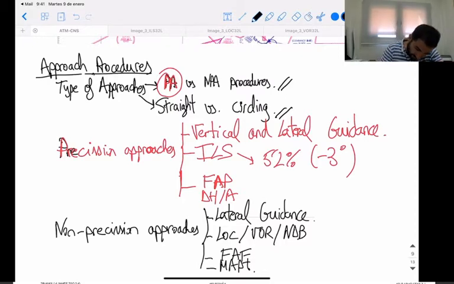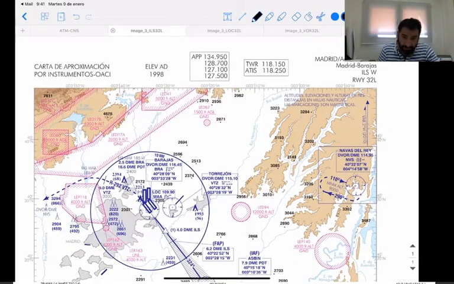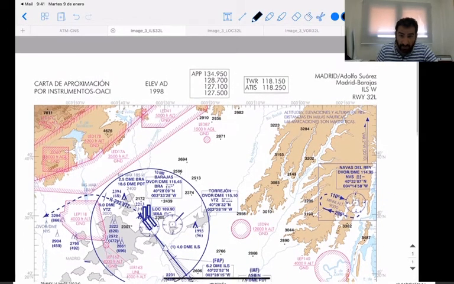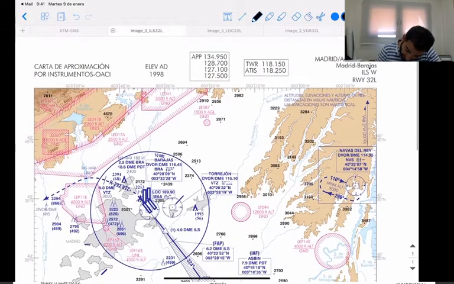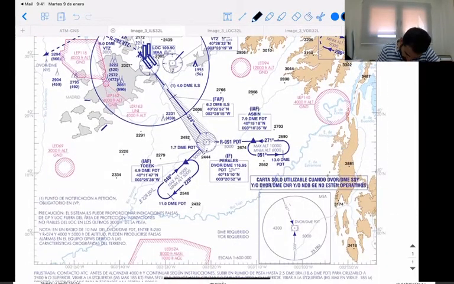We can see them here. This is a precision approach, Madrid Barajas Adolfo Suarez, ILS Whiskey for runway 32. We have some information up here. I don't care much about it. Here we have Tobec. Remember that we were analyzing the STAR merging traffic towards Tobec, but you should know that there are other initial approach fixes, such as Asbin, with other STAR charts merging traffic towards this point.